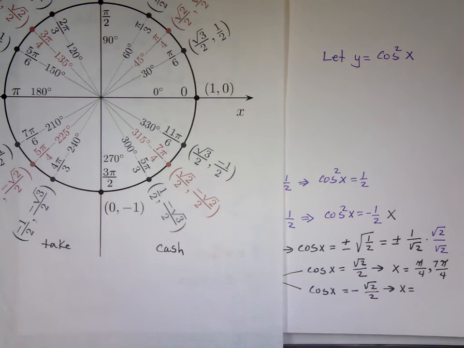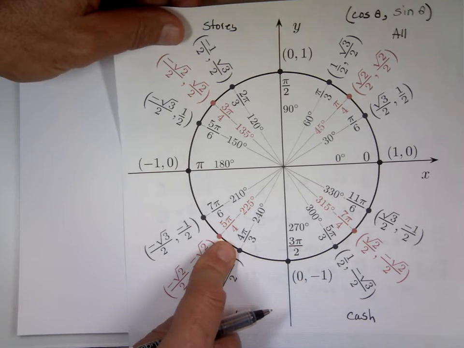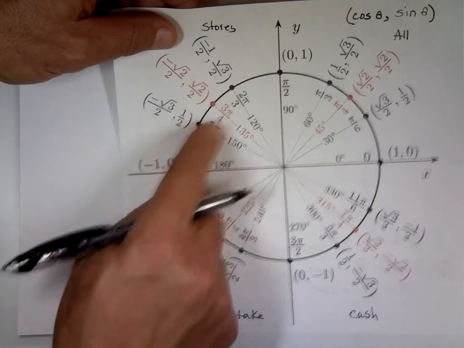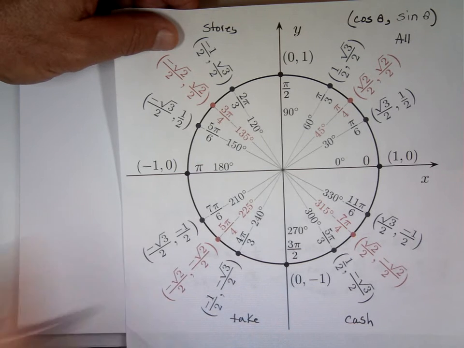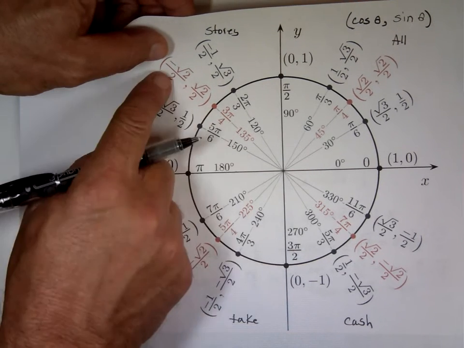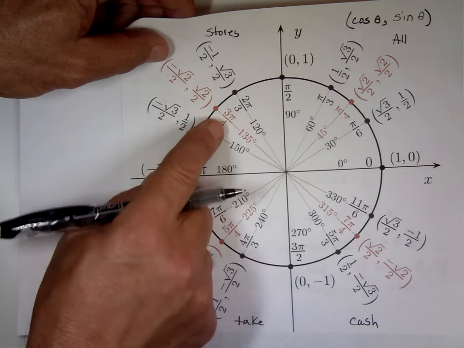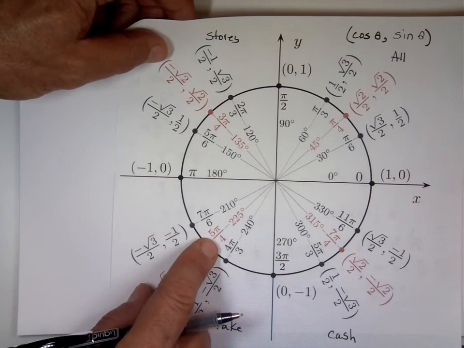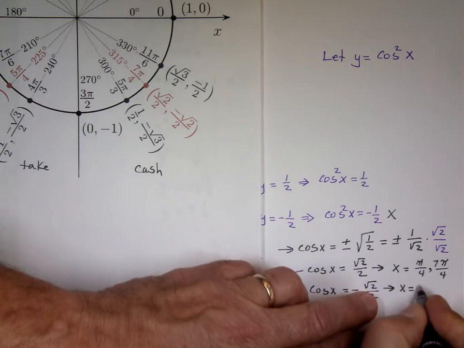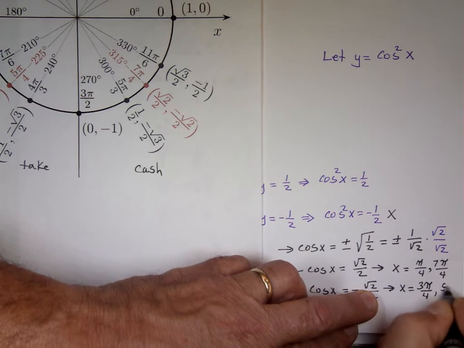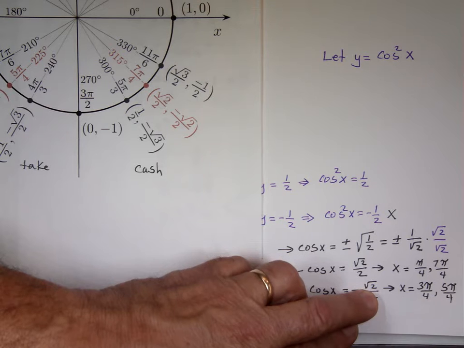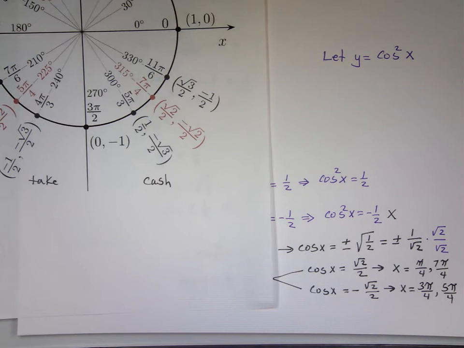The cosine is negative in these two quadrants. 3 pi over 4, 5 pi over 4. Can you see them? That's the cosine, that's the sine, negative. 3 pi over 4, 5 pi over 4. Four answers.